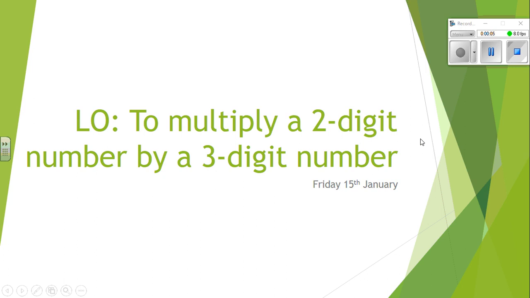So, just the same as always, get your exercise book open, maths at the top of your page. Today's LO, which is to multiply a 2-digit number by a 3-digit number, as well as today's date, which is Friday, the 15th of January.